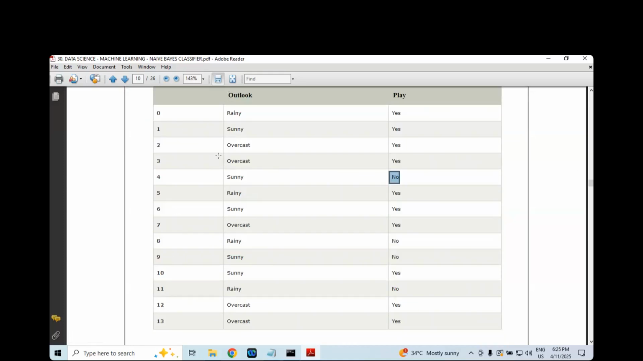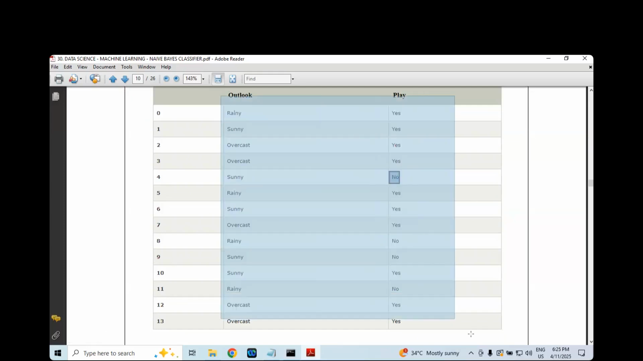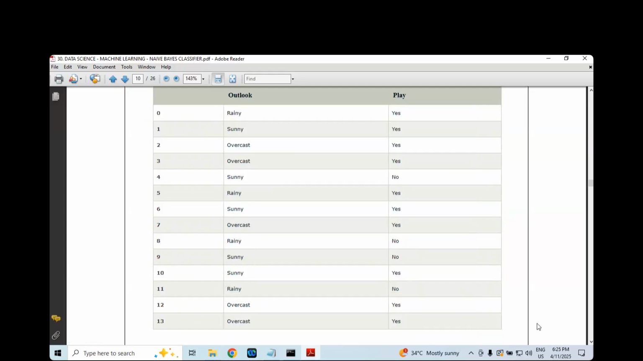If you are getting this kind of data, you can first apply pandas operations. What operations can you apply? Count, very good. Filtering, conditions, group by. Many things you can apply. If you want to understand the data set, apply pandas.